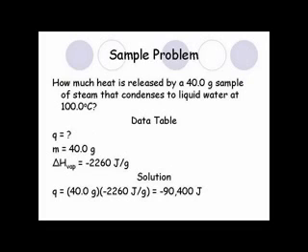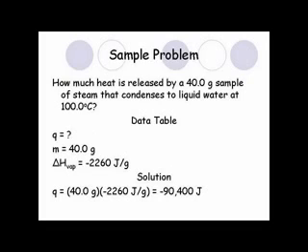So the problem is how much heat is released by a 40-gram sample of steam that condenses to liquid water at 100 degrees Celsius. Our data table, Q is what we're trying to find, so our question mark is there. Our mass is 40 grams, and our latent heat of vaporization is negative 2260 joules per gram.